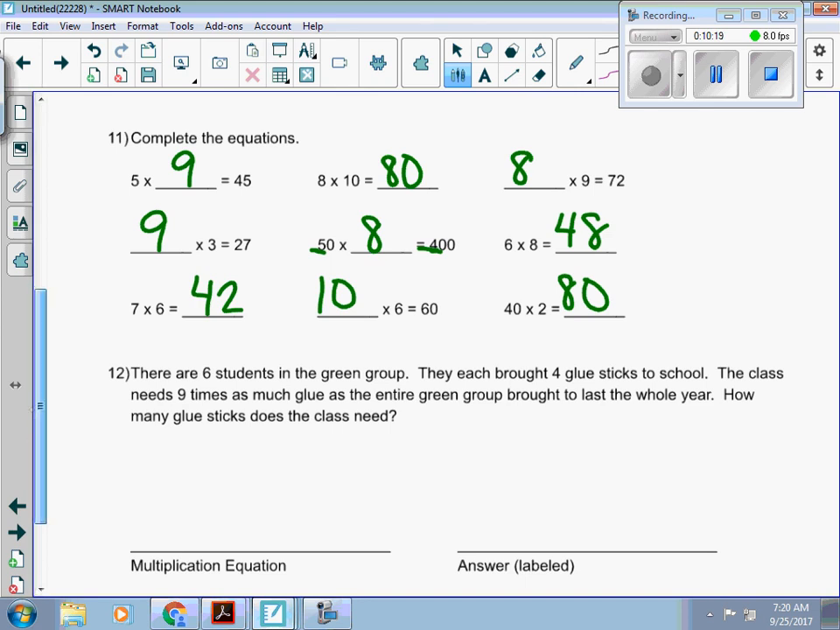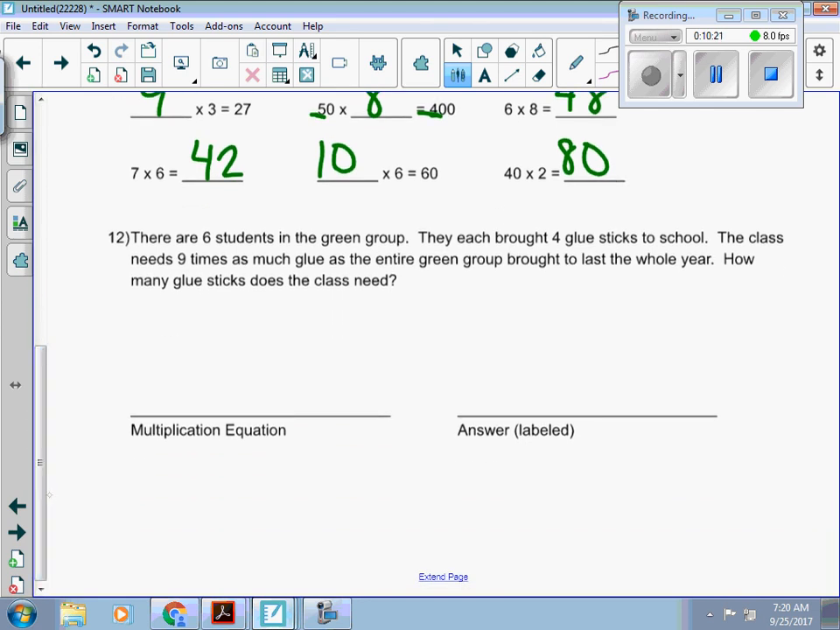And number 12, there were 6 students in the green group. They each brought in 4 glue sticks to school. The class needs 9 times as much glue as the entire green group brought to last the whole year. How many glue sticks does the class need? I'm going to underline my important information. There are 6 students in the green group. They each brought 4 glue sticks, and that "each" makes me want to think about multiplying. The class needs 9 times as much glue as the entire green group.